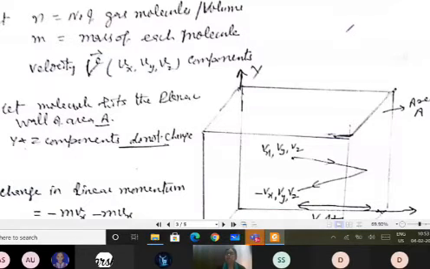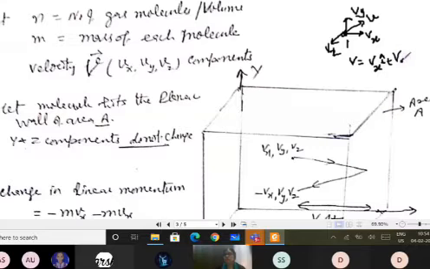Now the molecules are moving randomly in different directions. So if I take the first molecule, it has the velocity v, and I can resolve it into its components, that will be vx, vy, vz. And I can always write v equals vx i cap plus vy j cap plus vz k cap. This you know, how to write the velocity in component form, because velocity is a vector quantity.